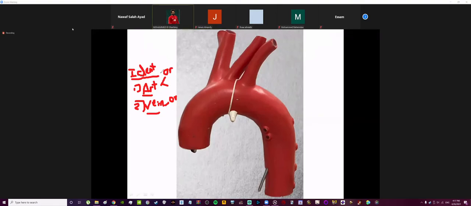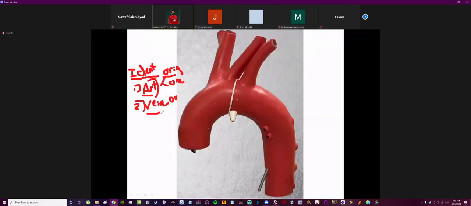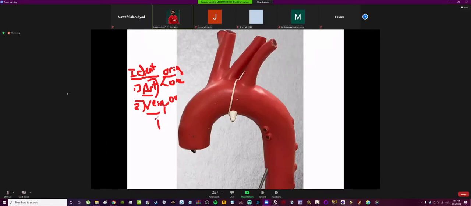We have to identify for the OSPE the arteries and the veins. Each artery, we have to identify what is the origin of the artery and one branch from each artery. For the vein also, what is the beginning of the vein and what is the termination of the vein? Okay.